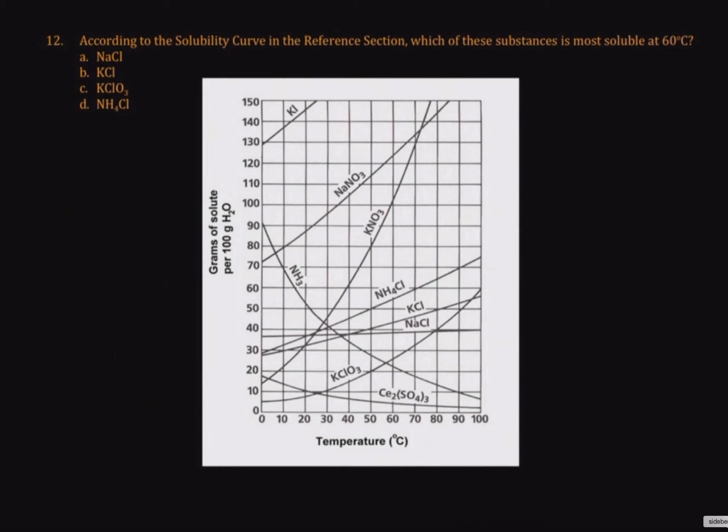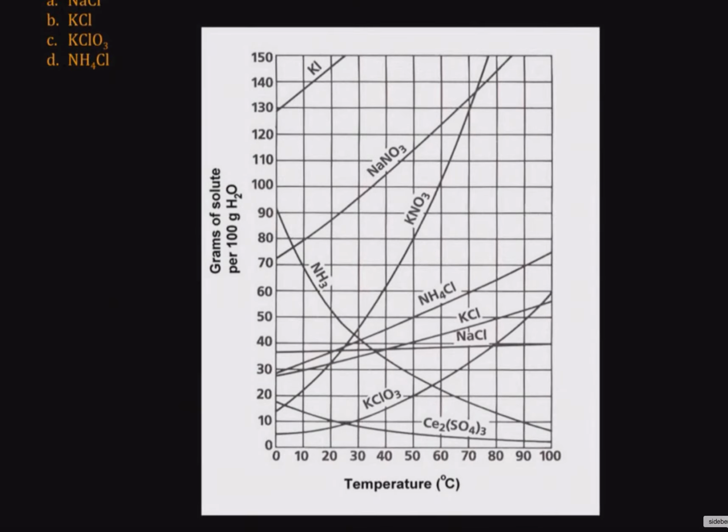Okay, so we have the solubility curve, and we want to see which of the substances given is most soluble, which means it could have the most dissolved, at 60 degrees Celsius. So the first thing we need to look at is 60 degrees. That's this line right here. So we're looking along that line. The other thing to look at is we're only looking at certain compounds, not everything on the chart.